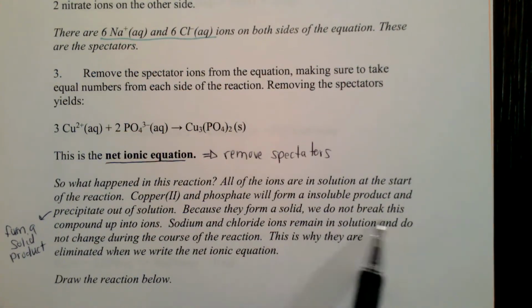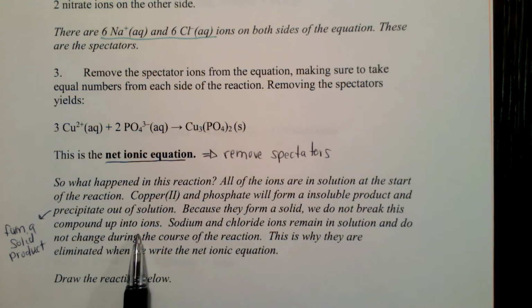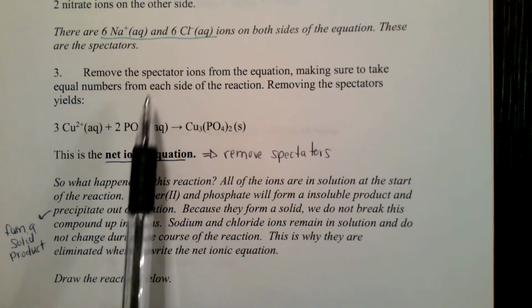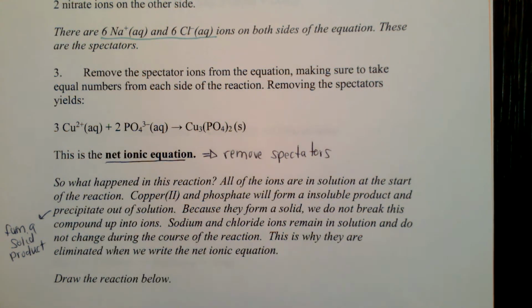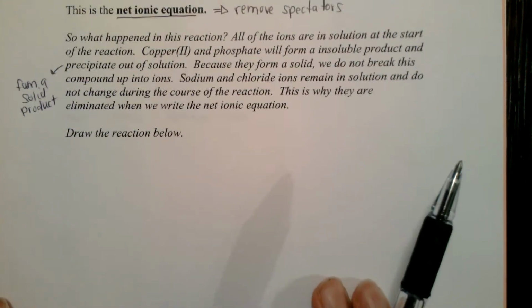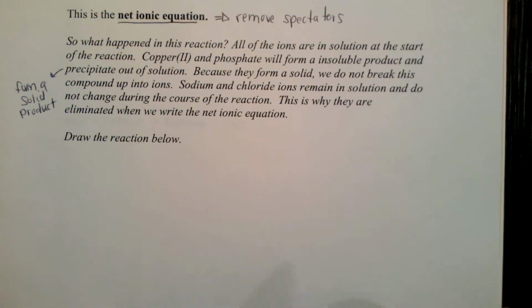Because they form a solid, we do not break these compounds into ions. So they are not free-floating ions in solution. Sodium and chloride ions remain in solution and do not change during the course of the reaction. They were aqueous at the start, they were aqueous at the finish, so that's why they are eliminated. So this asks us to draw the reaction below.